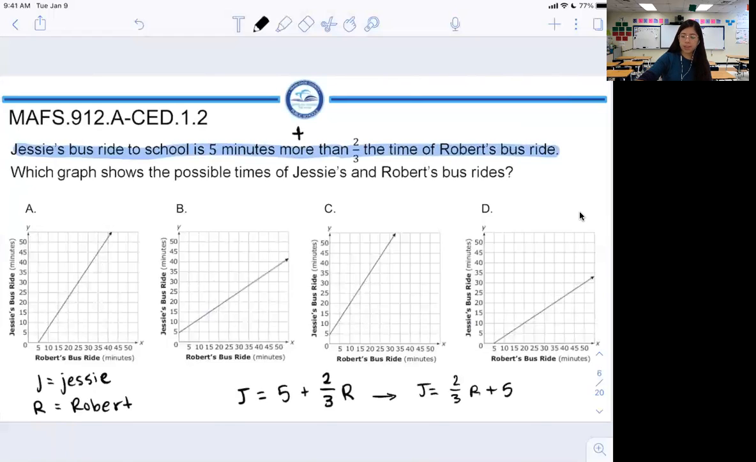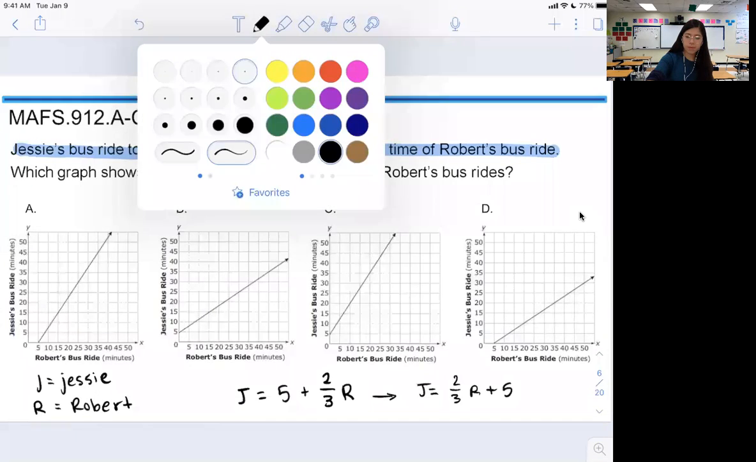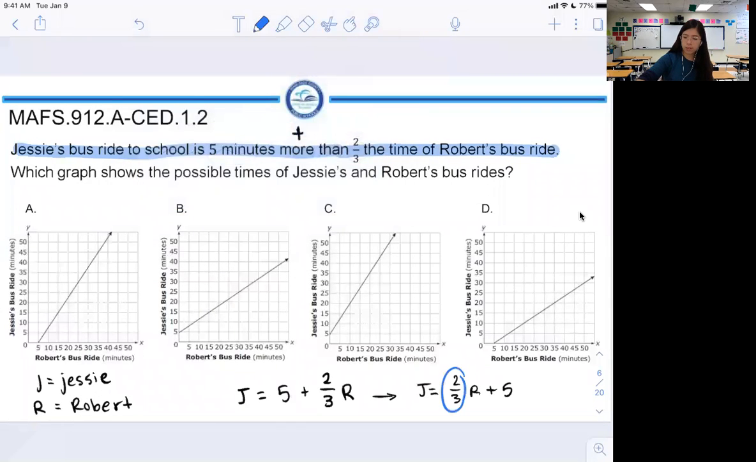And in this case, my slope is 2/3 and my y-intercept is 5. So I'm going to look at my options, and I already see that I can cross out A and I can cross out D because both of these, the y-intercept wouldn't be 5. This is the x-intercept. So they don't have the right y-intercept. B and C are good because they both start at 5.